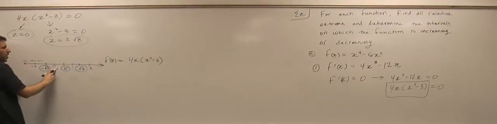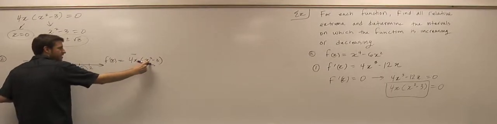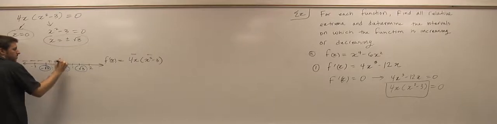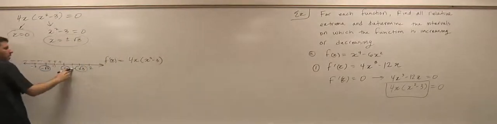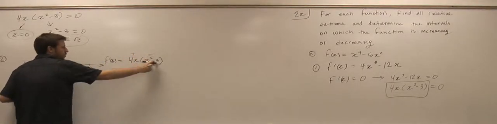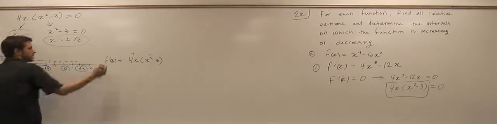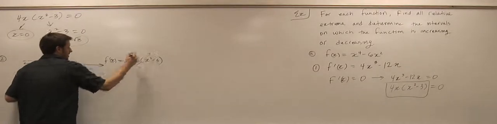If you put negative 1 in, this guy's still negative, but when you put negative 1 in for x, you get a negative in the parentheses. When you plug 1 in, this guy's positive, but this guy's negative because 1 squared minus 3 is negative. And when you plug 2 in, you get positive, positive.